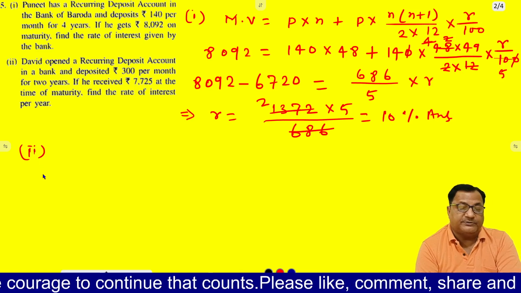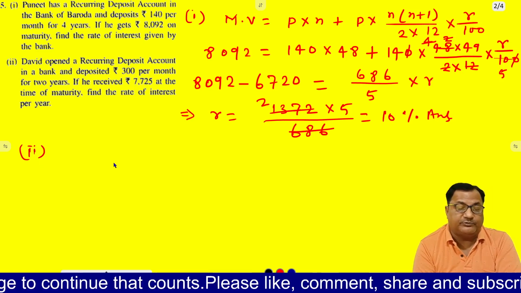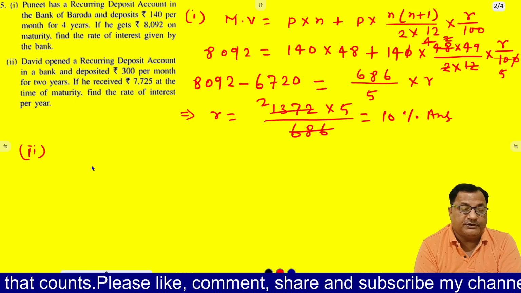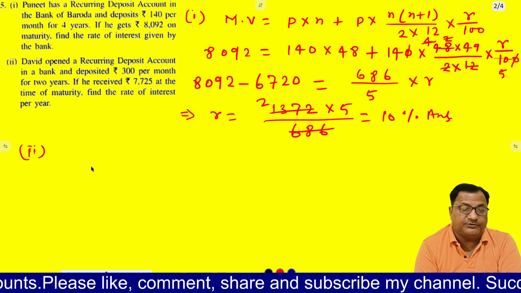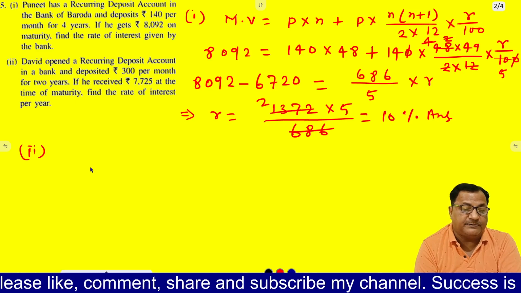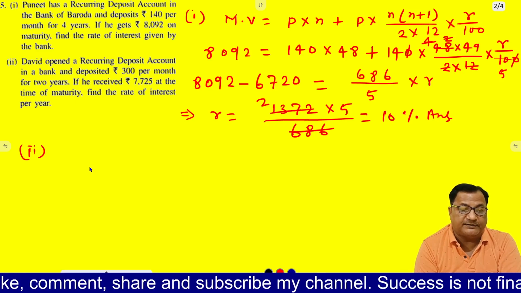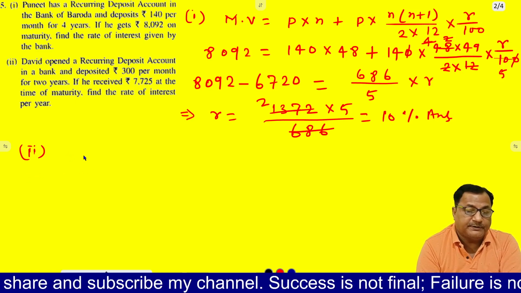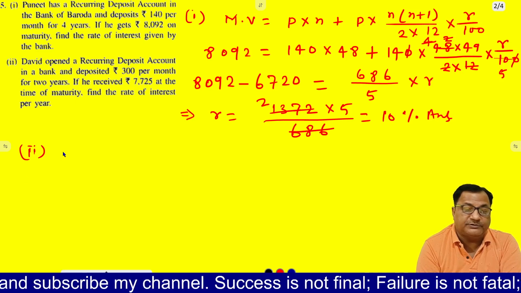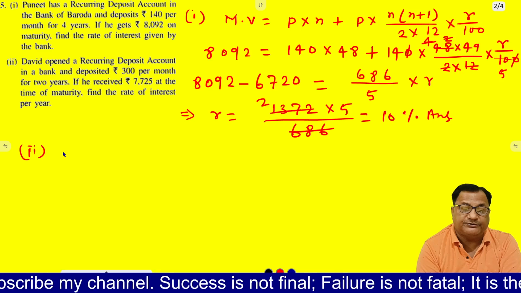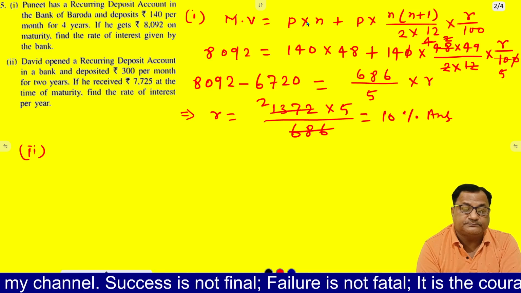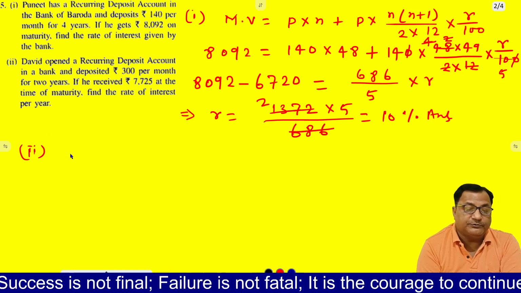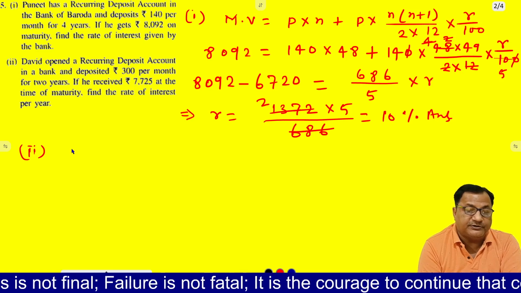David opened a recurring deposit account in a bank and deposited rupees 300 per month for 2 years. If he received rupees 7,725 at the time of maturity, find the rate of interest per year. Here also we have to find the rate and we will use a similar formula. So the maturity value here is given.